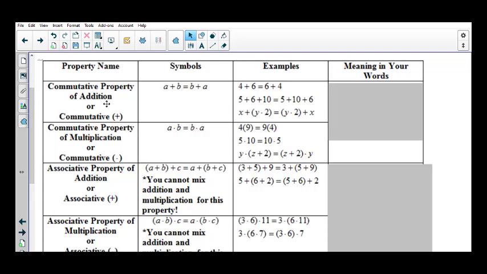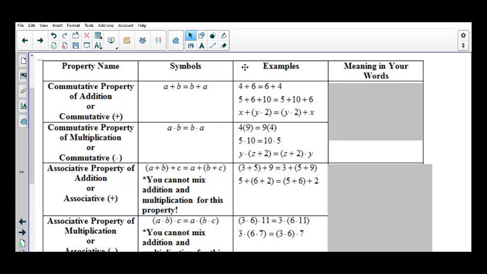The commutative property of addition, you can write either as commutative property of addition, that's a lot to write, or you can write commutative with a plus sign in parentheses after it. The first thing I did for each of these properties was I put the algebraic symbols that we use to represent each of these properties. So right here I've got A plus B equals B plus A, but that's very abstract and difficult to understand. So I also gave examples of each property using numbers.